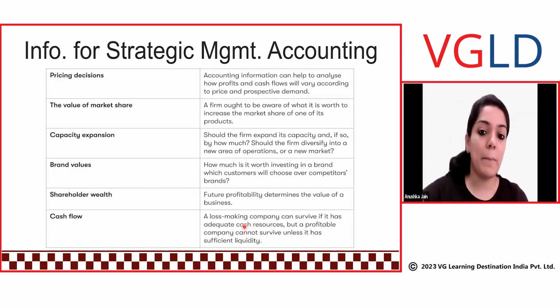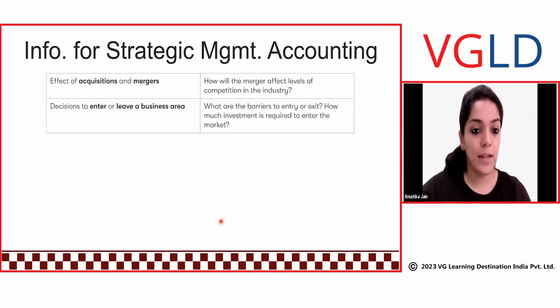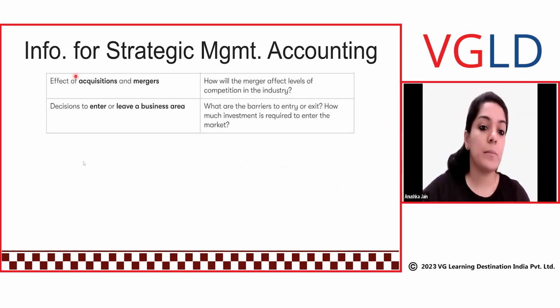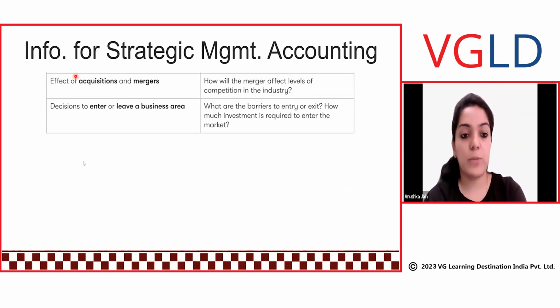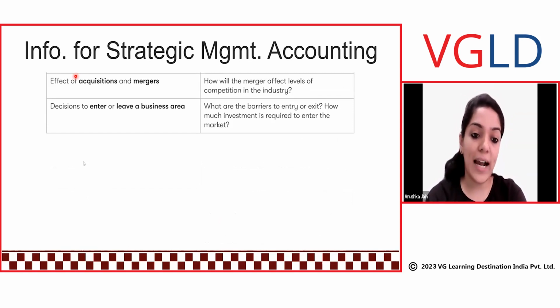So people at the top manage this, right? And lastly, the last two points: what information is looked at by the strategic management? The effect of acquisitions and mergers. How will a merger affect levels of competition in the industry?